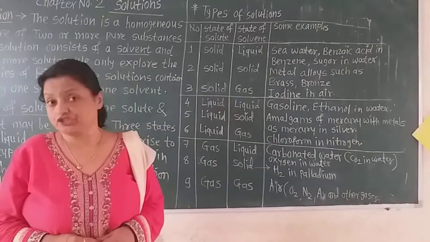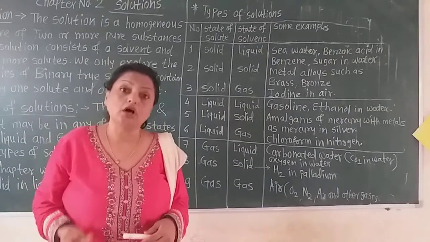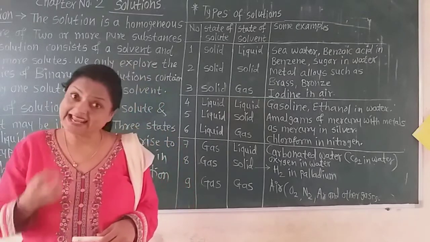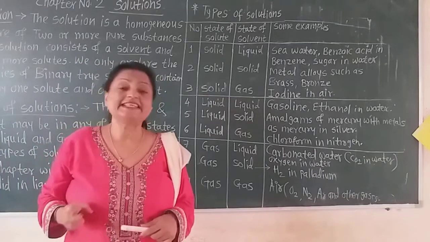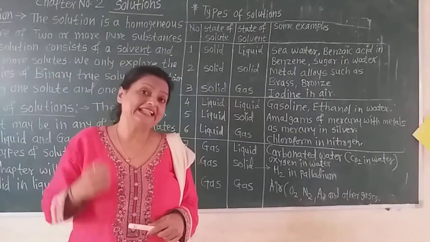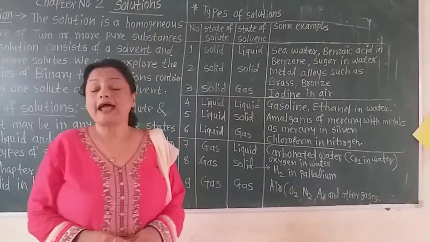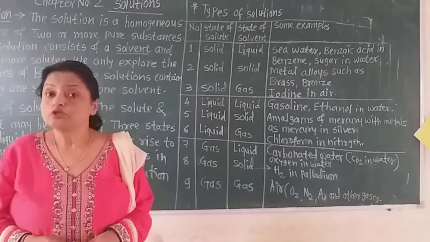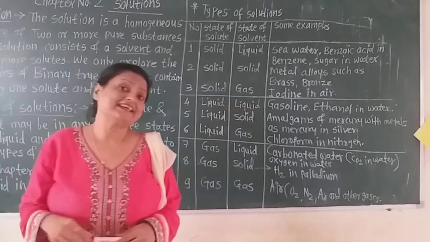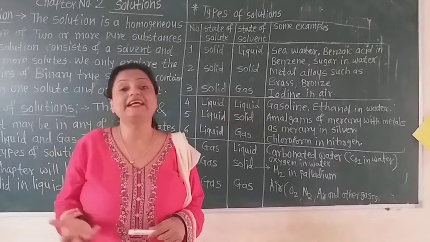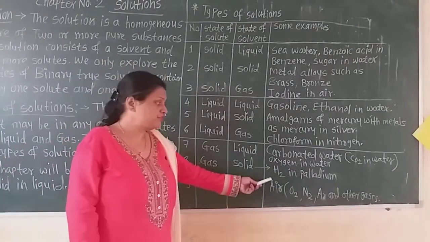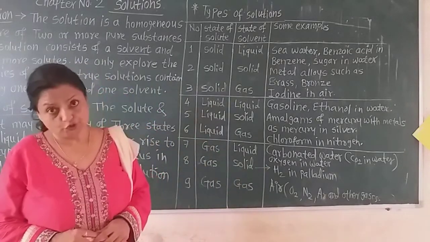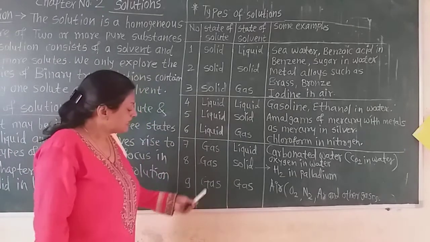We know the adsorption process, and we know that platinum, palladium, nickel, Raney nickel adsorb different gases on their surface. Especially platinum, palladium, nickel adsorb hydrogen gas and enhance the rate of the reaction with hydrogen. So for hydrogenation we use these as the catalyst. The metals such as platinum, palladium, nickel, Raney nickel, and hydrogen in palladium is the example of gas in solid type of solution. The last type of solution is gas in gas.